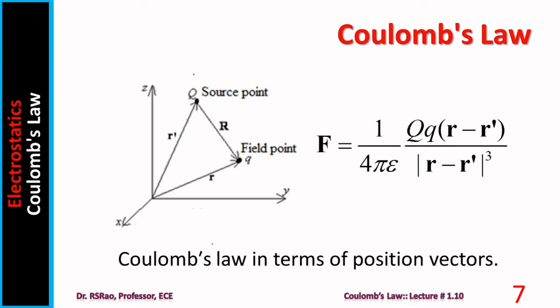Here it is shown the position vector of source point is r prime. Usually it is the standard practice in electromagnetic field theory. The position vector, or the coordinates of the source point, are indicated with a prime. If coordinates are indicated with a prime, the field point position vector or its coordinates are without prime.